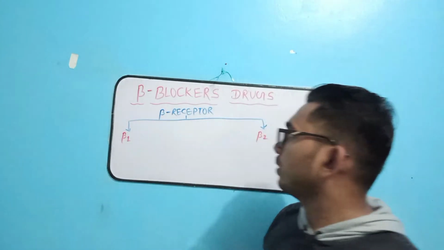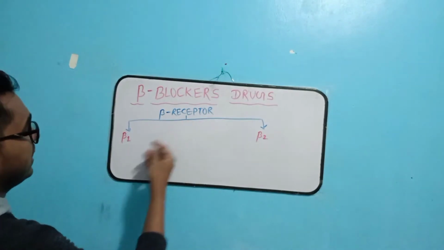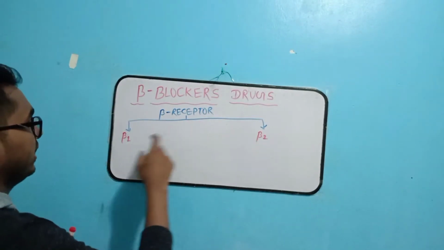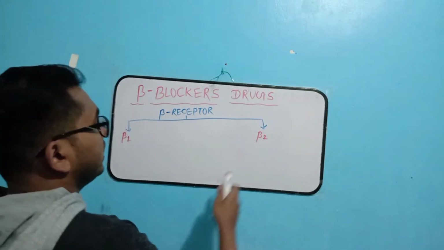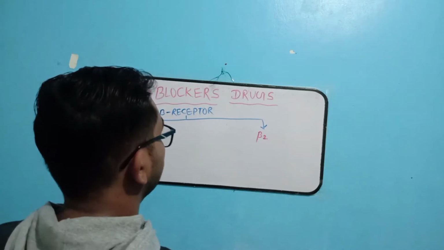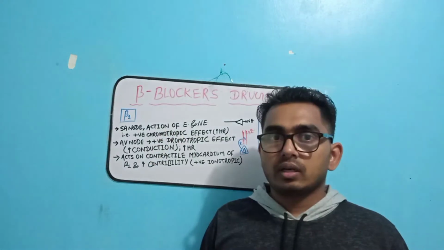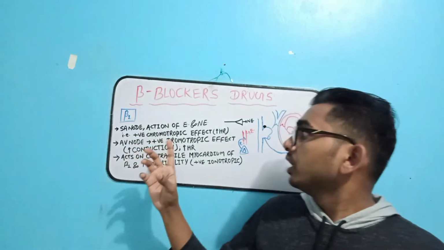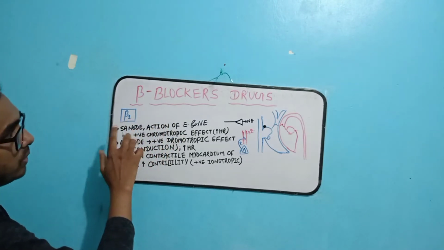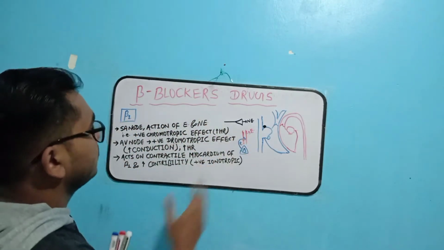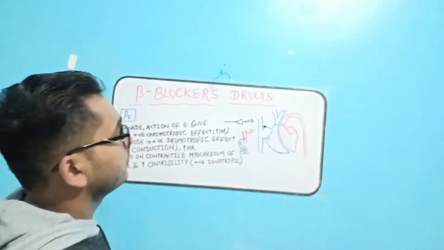I already discussed the beta receptor in my previous video. The beta receptor is divided into beta 1 and beta 2. Beta 1 is mainly located in the cardiac cells and beta 2 in the bronchial smooth muscle cells. Now I am going to discuss how beta blocker drugs work in angina. Before that, we have to understand how the beta 1 receptor works on the heart normally.